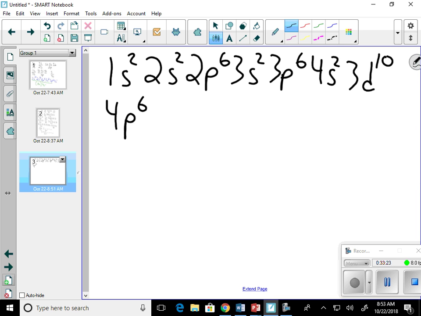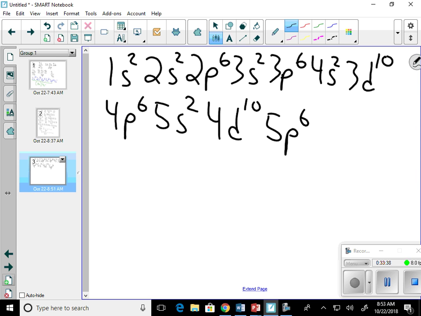Jackson, after 4p6? 5s2. Grant? 4d10. Emily? 5p6. Cole? 6s2. Okay, I'm going to chip in here for a second. 6s2 just got us to barium, element number 56, on the periodic table.